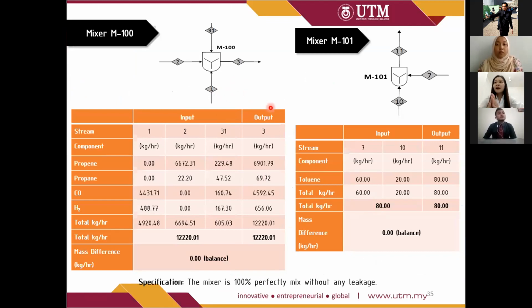Firstly, on our left-hand side is mixer M100. This mixer is used to mix the fresh feed from streams 1 and 2, and recycle stream 31, to produce stream 3.